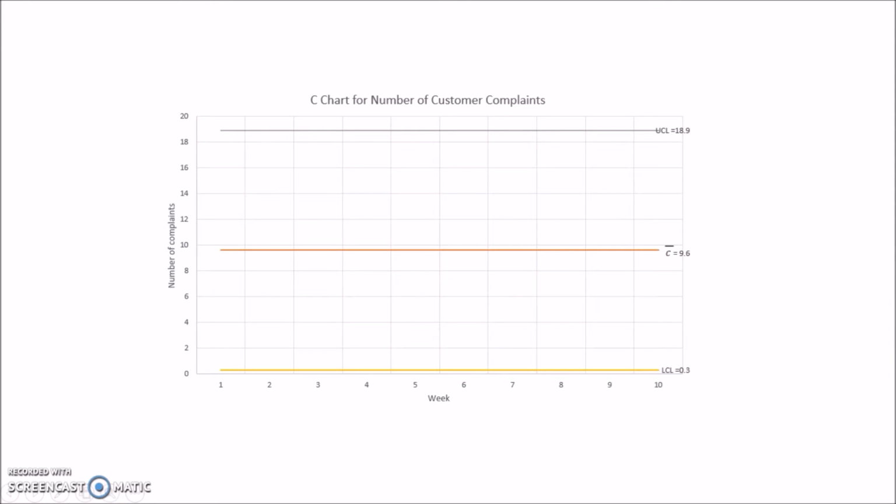Now it's time to graph our C chart. So you will use suitable scaling for your axes. I've done this in Excel. And the first thing you want to do is just plot your LCL, UCL, and centerline. So here we have our LCL at 0.3, our centerline at 9.6, and our upper control limit at 18.9.